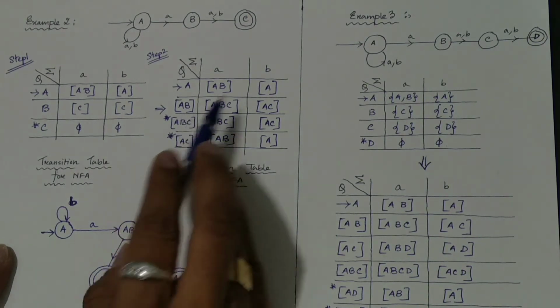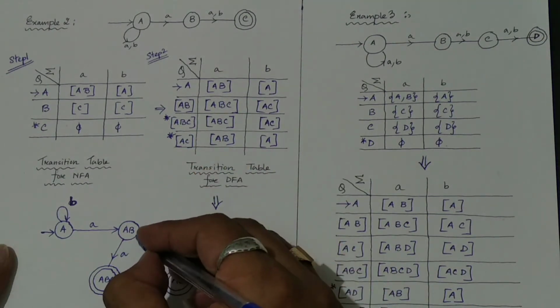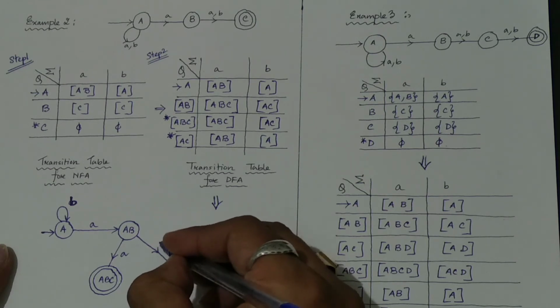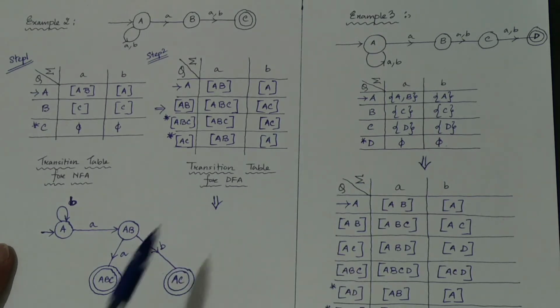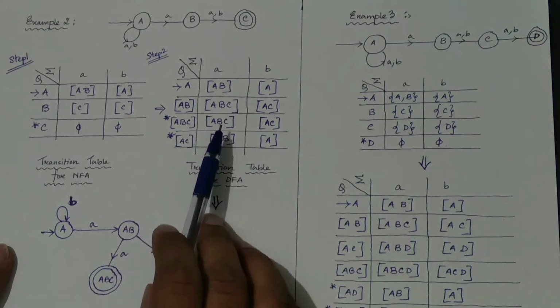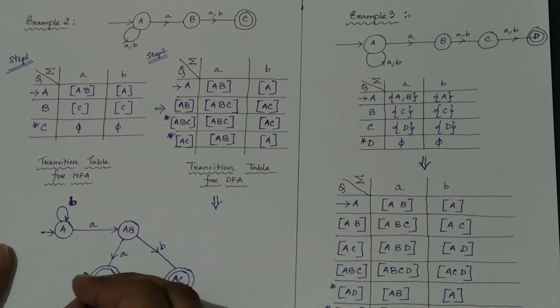Correct? AB on seeing B, where is it going? AC. See how beautiful it is. Now ABC on seeing A, where is it going? ABC. So this will be a self loop.